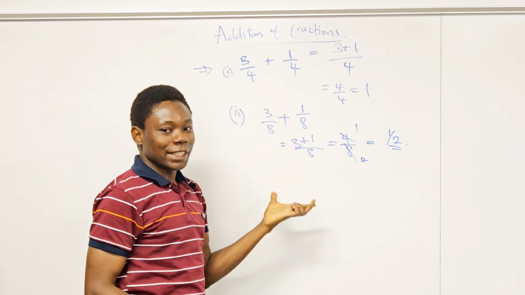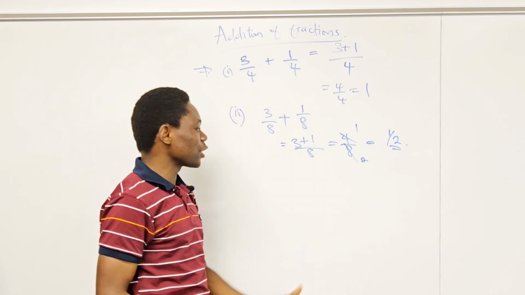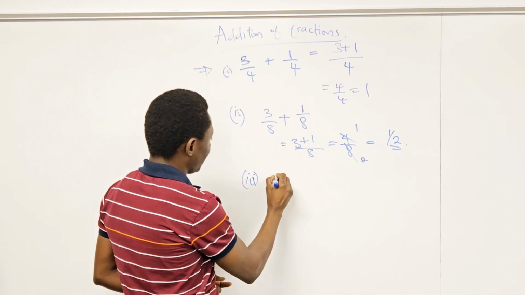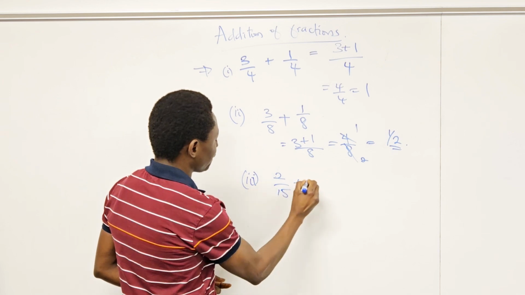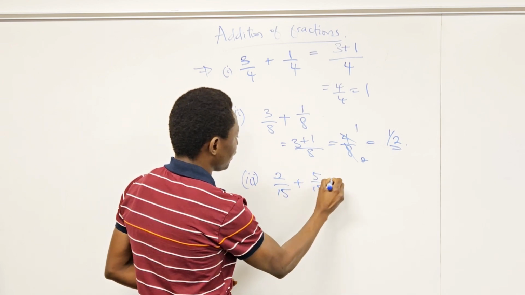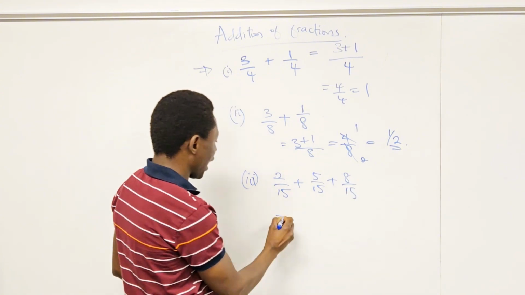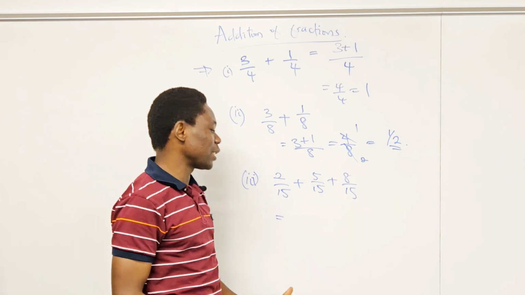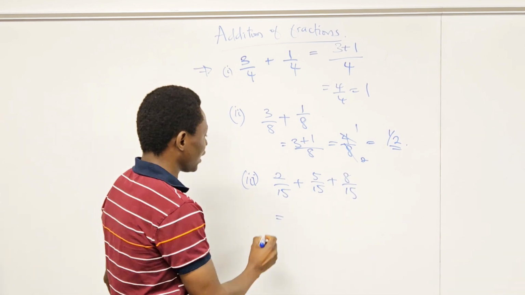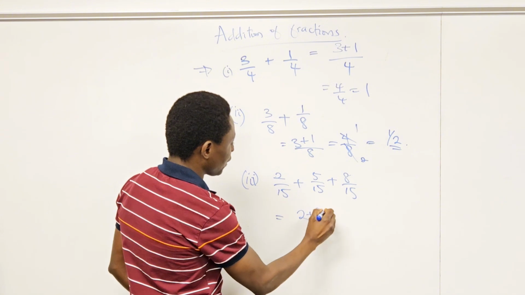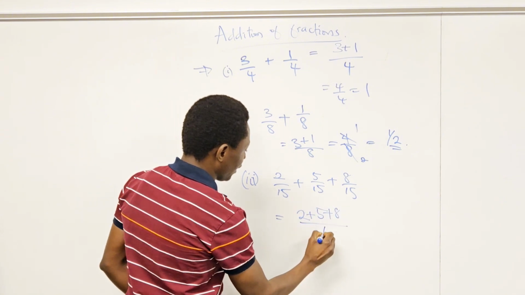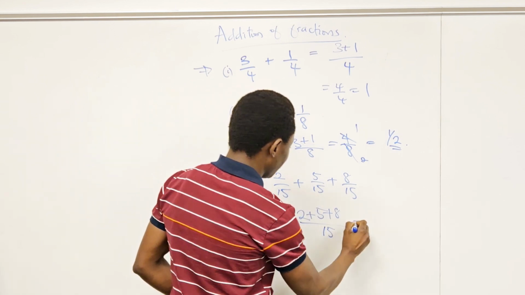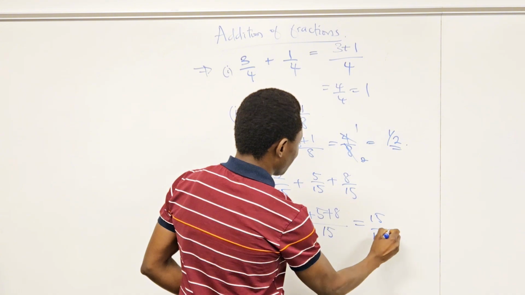Now, the same thing applies if we have more than 2 fractions. So we have something like this. Let's say 2 over 15 plus 5 over 15 plus 8 over 15. As long as the denominators are common, all you have to do is sum up the numerators and divide by the common denominator, right? So this is going to give us 2 plus 5 plus 8, and that will be everything over 15, which is 2 plus 5 is 7, plus 8 is 15, over 15, which is 1.